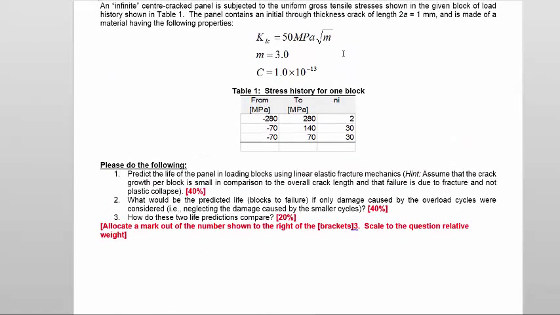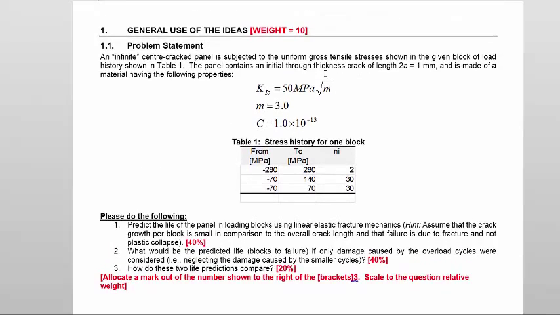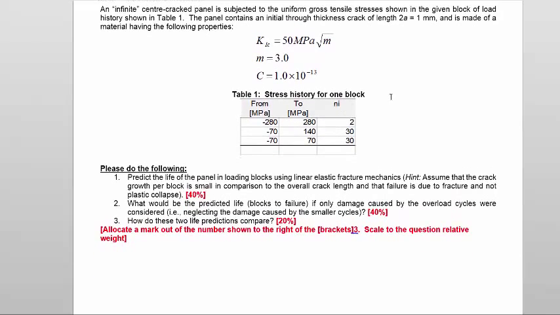And remember, on both sides of the crack, it will propagate at approximately the same rate. So we take this 280 times beta times square root of pi A. There you can see the function coming into action. And then we say delta N is equal to 2. Then we do the same for 140, where delta N is equal to 30. Then we do the same for 70 times beta square root of pi A, and delta N is equal to 30.